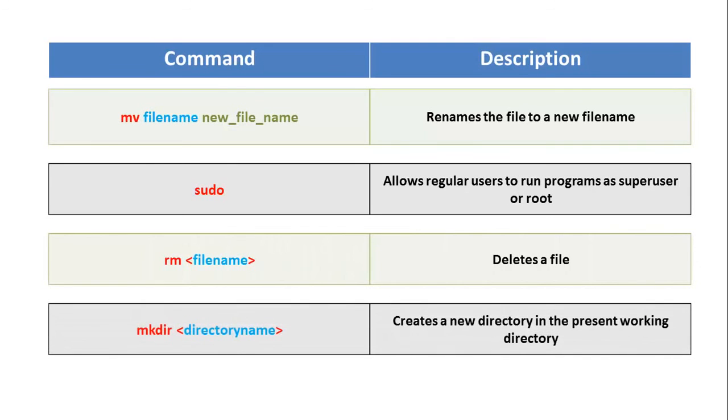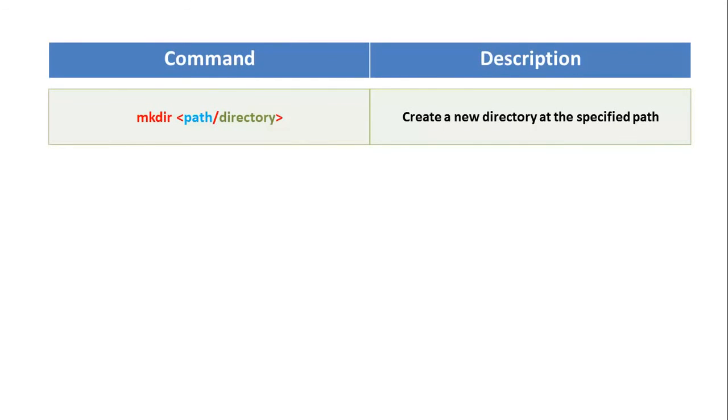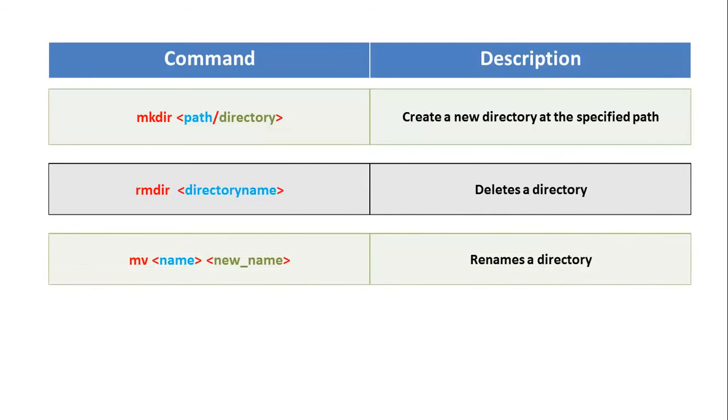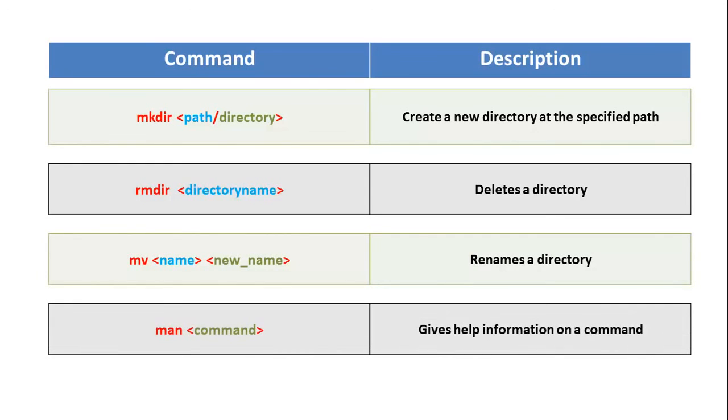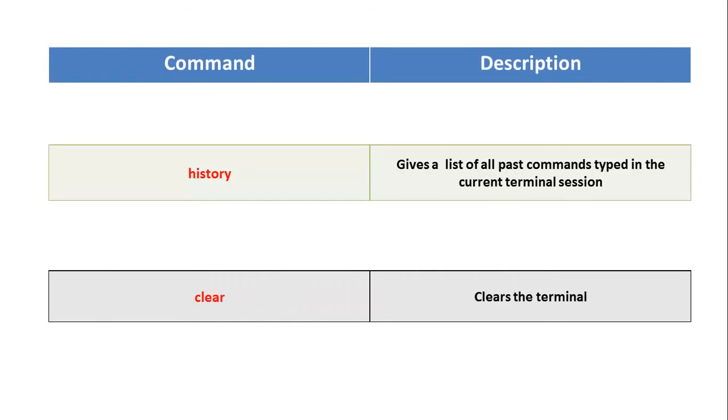The mkdir command followed by the directory name would create a new directory in the present working directory. Using the same command followed by the path and the directory name would create a new directory at the specified path. rmdir would remove a directory from the system. mv name new name would give a directory a new name. The man command gives us help information on a command. The next is history. This command gives a list of all the past commands typed in the current terminal session. The last one is the clear command, which clears the terminal.